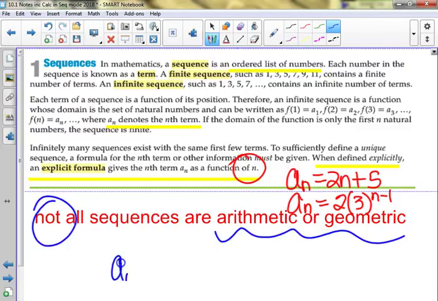Let me give you a real easy one. What are the terms in that one? What's the first term? 1. What's the second term? 2 squared. Okay. 3 squared, 4 squared. But that's not arithmetic nor geometric, right? It's quadratic. All right.